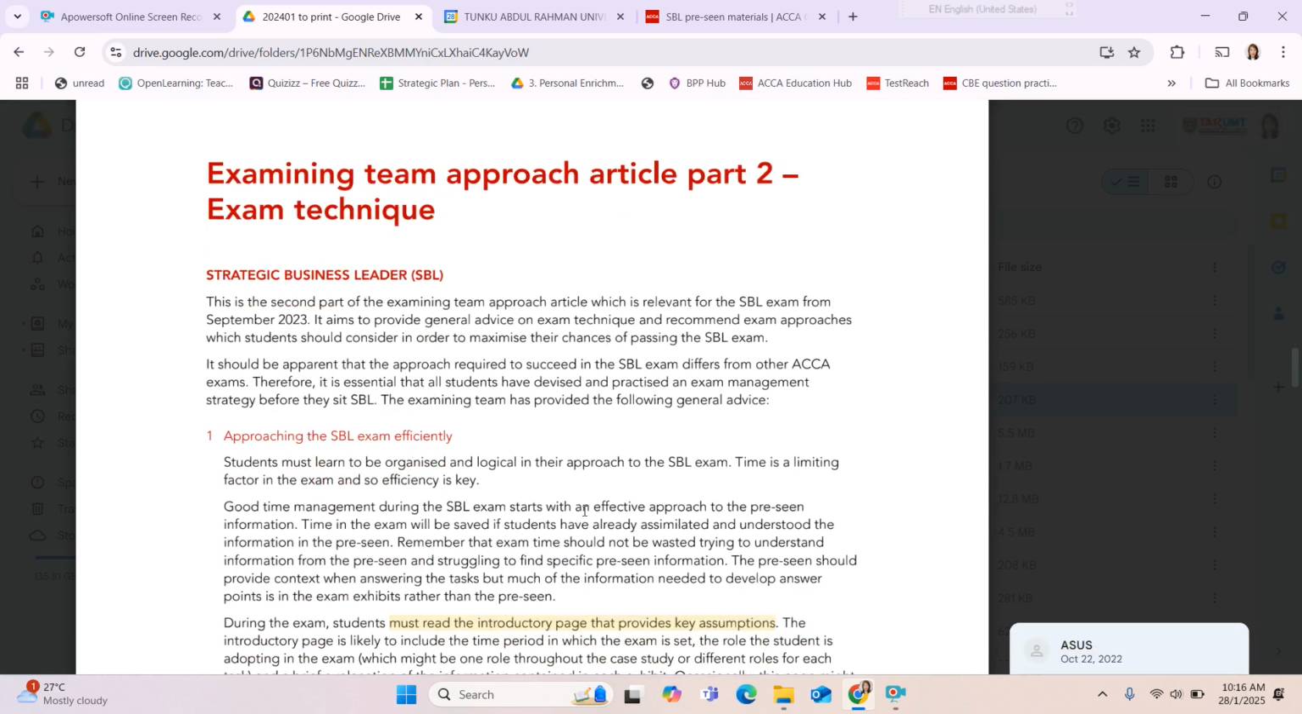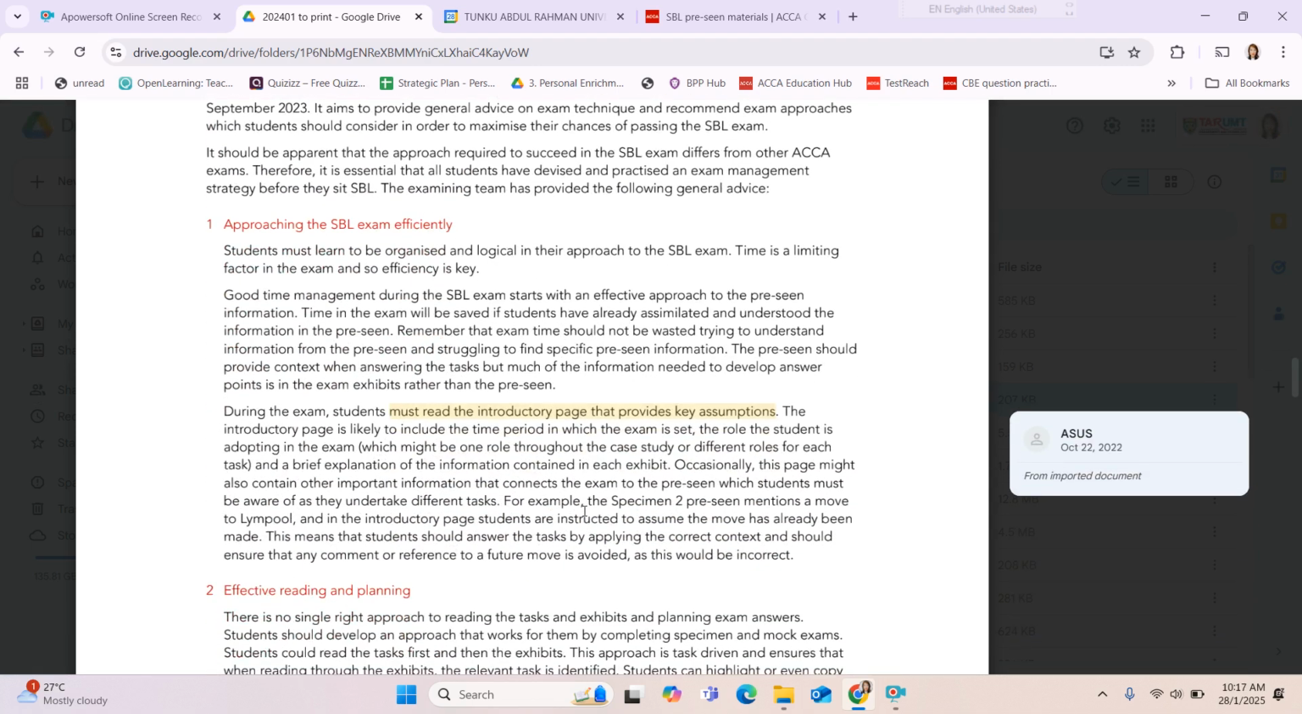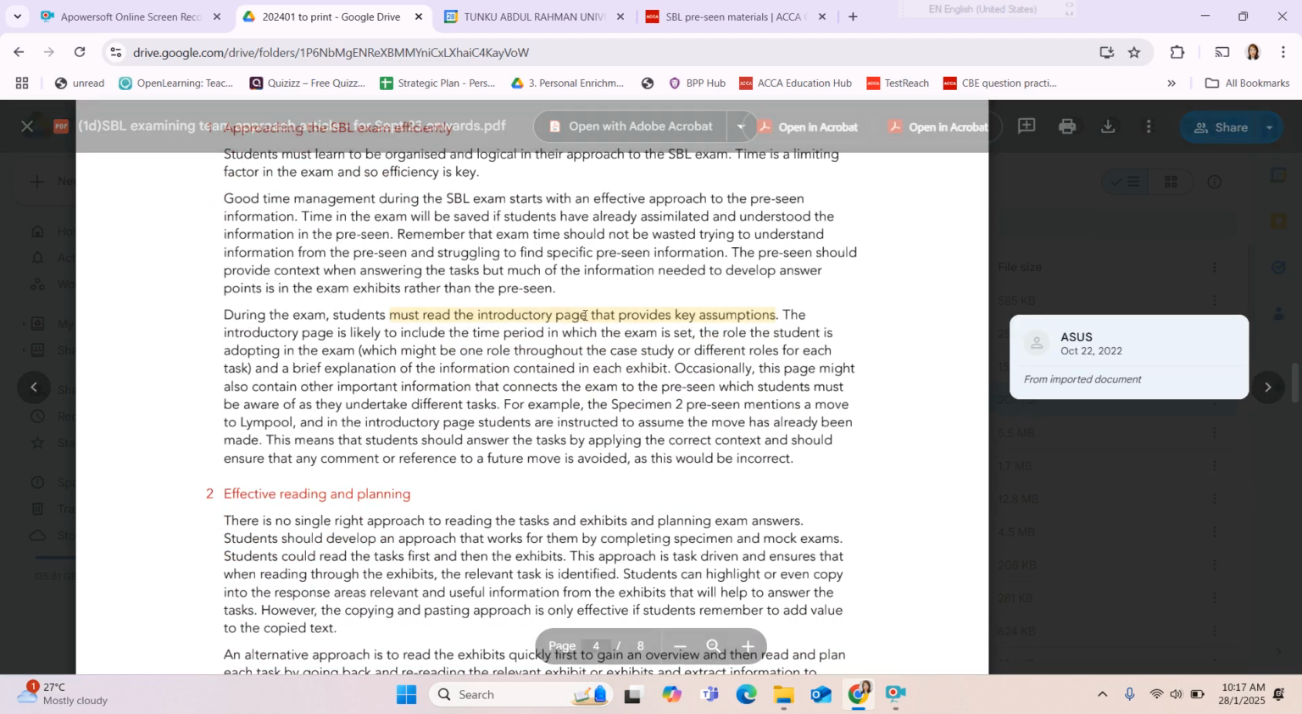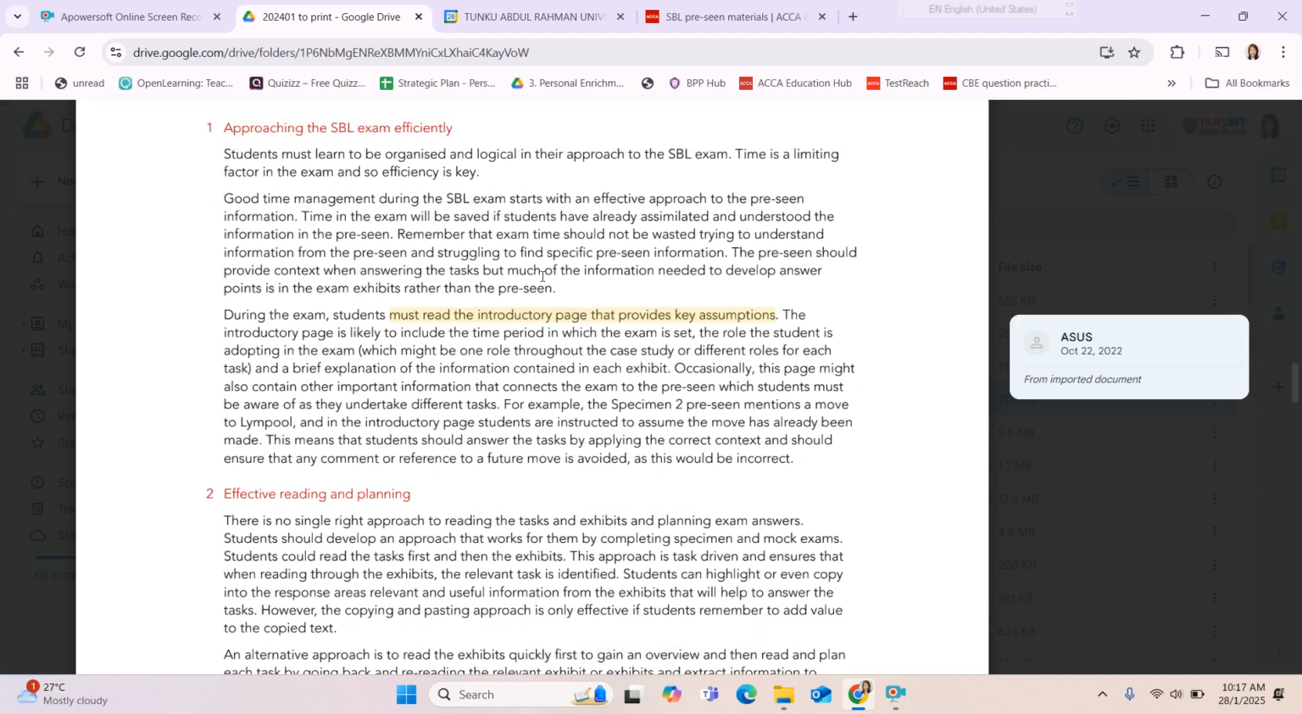Right? Now, part 2 of the article is to tell you how to approach the exam, right? You must read the introductory page. Now, when we say introductory page, this means the introductory page of the CBE, not the introductory page of your pre-seen material. So my advice to students is you read it before your exam, right? When you first use the practice platform to do your practice, please read all the pages.